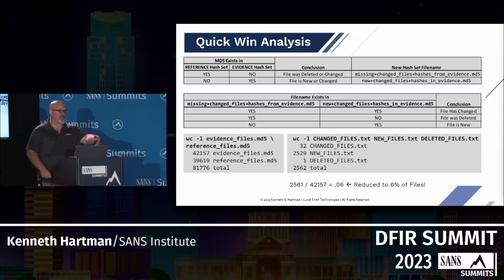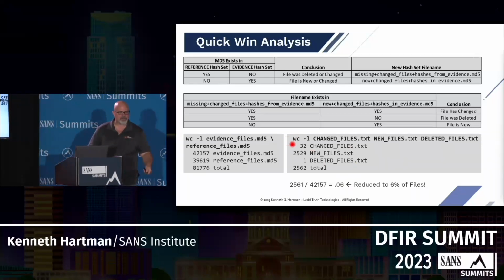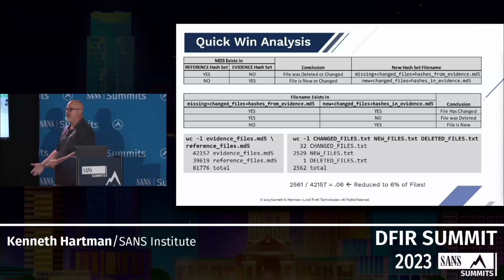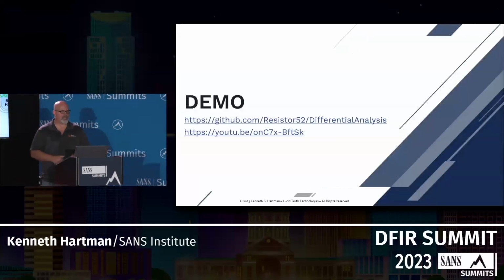And right here on the slide, I'm showing a little bit of a comparison. So we see that we've got 32 changed files, 1 deleted, and 29 new files. And I'm even calculating the reduction ratio. So now we're working with just 6% of the files that are on that evidence volume. So that's a pretty nice quick win. So at this point, let me fire off my demo, and I'll talk through that as we go.